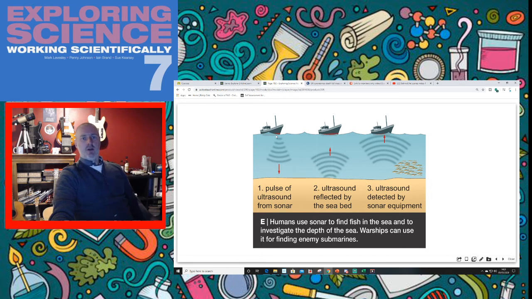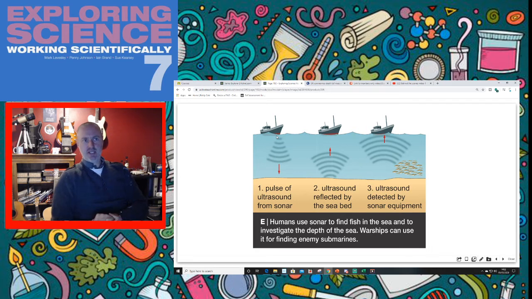But we can't just simply slap those two numbers into distance equals speed times time to get the depth of the ocean. If we did that, we would get the distance the sound had travelled. But let's think about what we're trying to figure out. We're trying to figure out how deep the ocean is. That is different to the distance the sound has travelled. Let me show you why. The distance the sound has travelled is this. It leaves the boat, hits the floor, bounces back to the boat. So the sound is travelling twice as far as the ocean is deep.